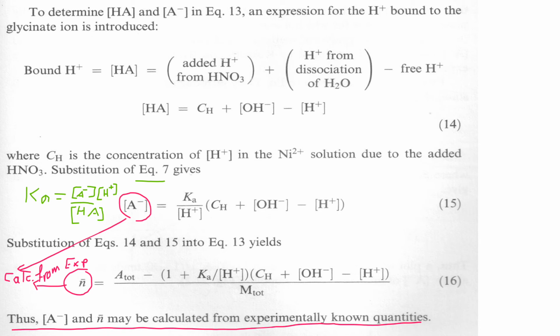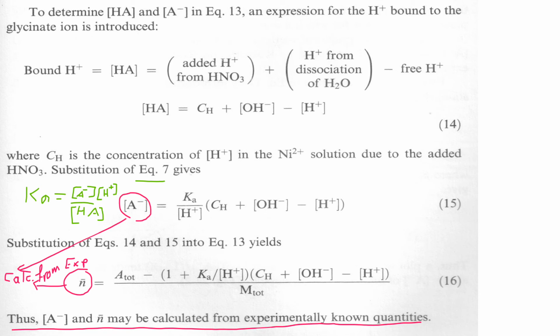Free H plus is from the pH. So the equation becomes HA equals CH, which is the added acid, HNO3, plus OH minus, which is from water, and dissociation of water from KW, and minus H plus, which you calculate from the pH. Now you have HA, where CH is the concentration of H plus in the Ni2 solution due to added HNO3. Now you substitute from equation 7, which is an equilibrium, A minus equals Ka divided by H plus times CH plus OH minus minus H plus, and from this you can get A minus.